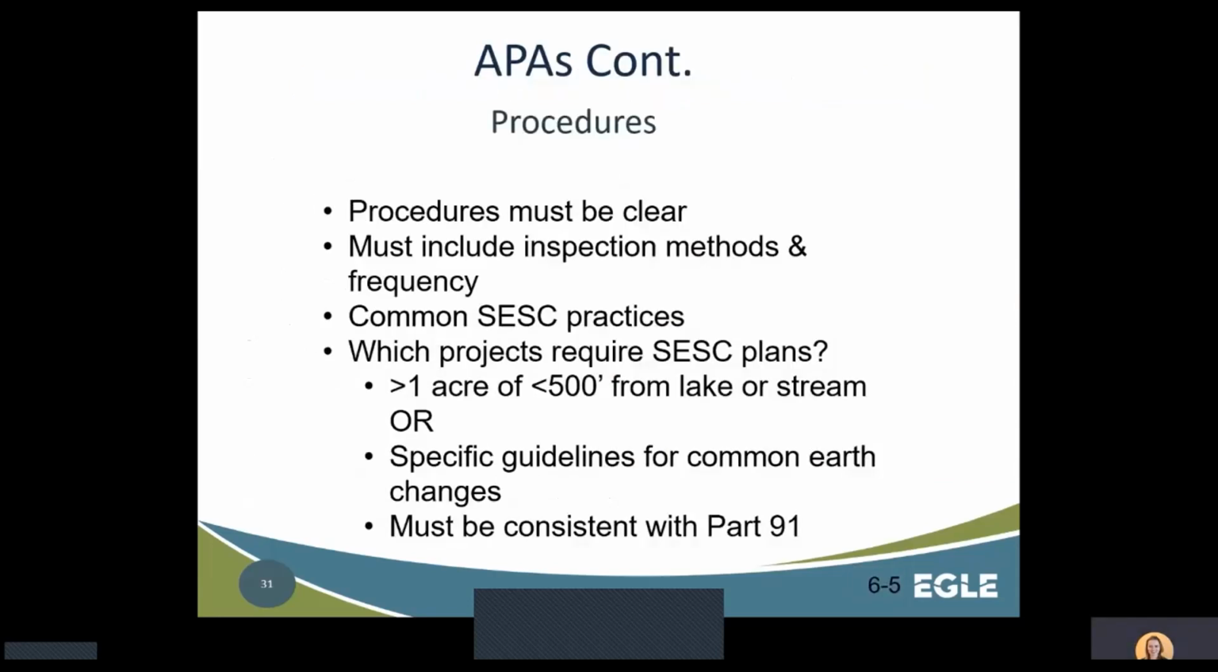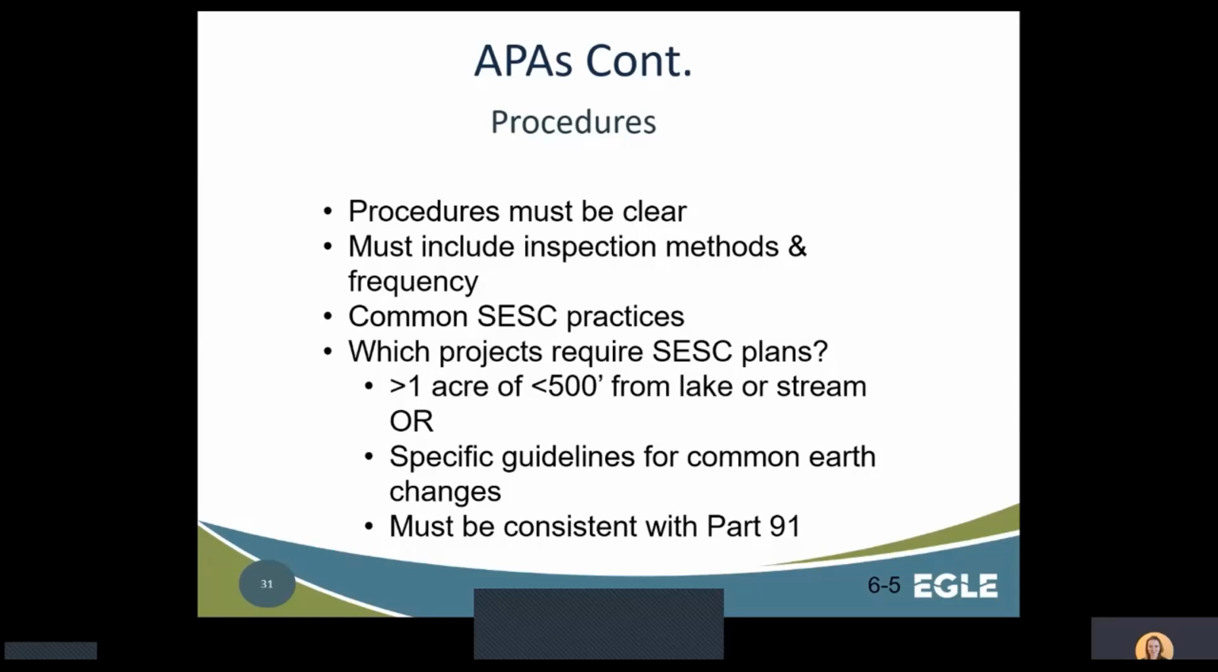The agency must develop SCSC procedures and submit them to Eagle for approval, detailing how the agency will address SCSC issues on earth changes undertaken by the agency or on behalf of the agency. The SCSC procedures must comply with all requirements of Part 91. SCSC plans that comply with Rule 1703 requirements must be developed for all projects which would require a permit if the agency was not an APA.